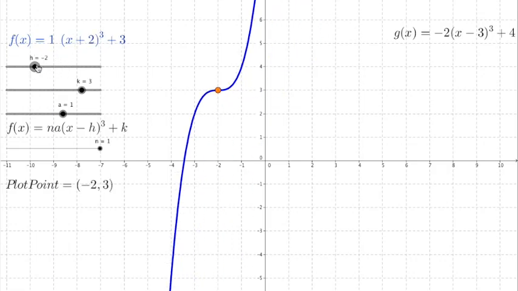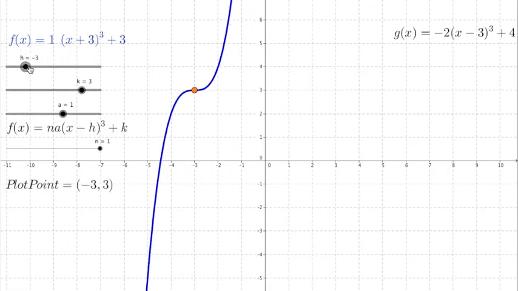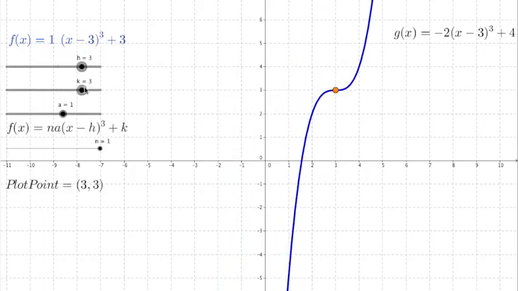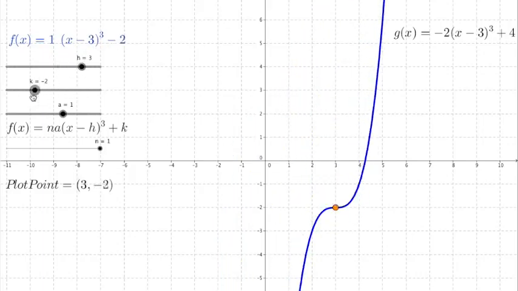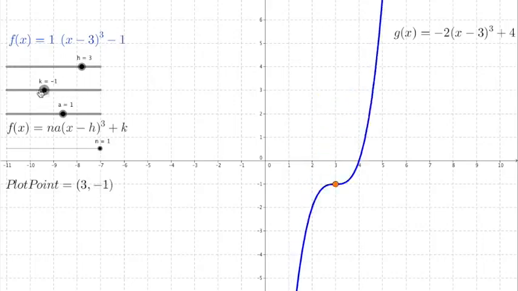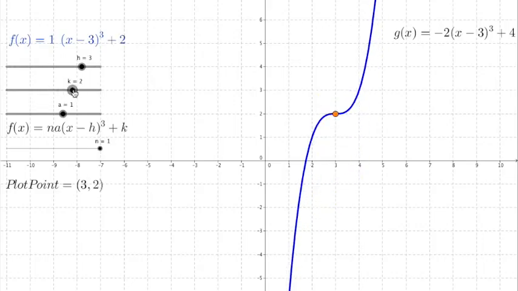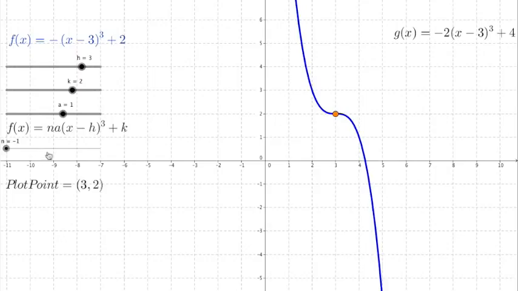All right, so those are the easy motions of a graph. Left and right, the number inside next to x. Up and down, the number outside of the parentheses will force the graph to go up and down. Now let's deal with n first. N is pretty simple too. N is going to force the graph to go its normal direction or flip it.